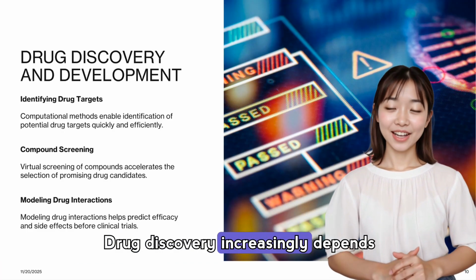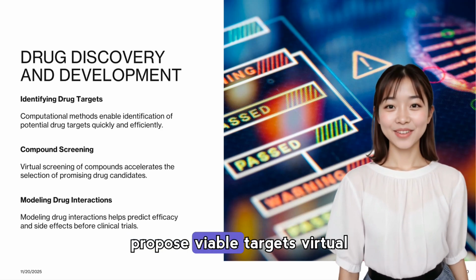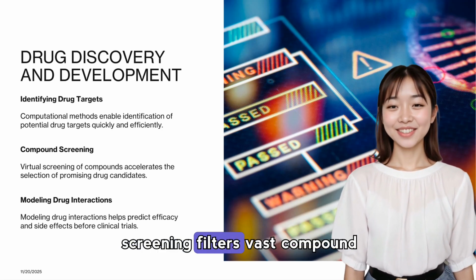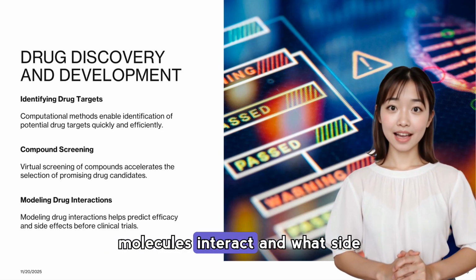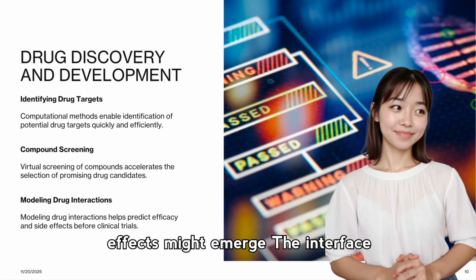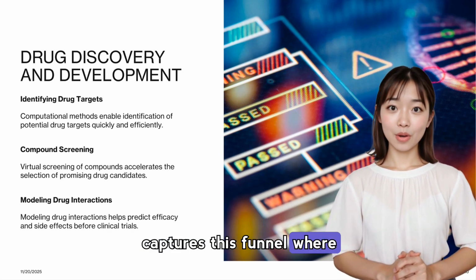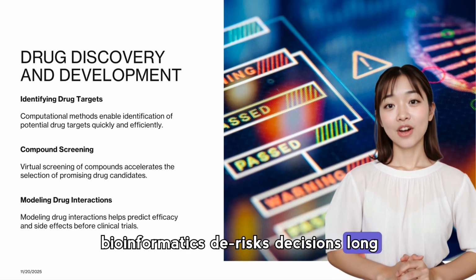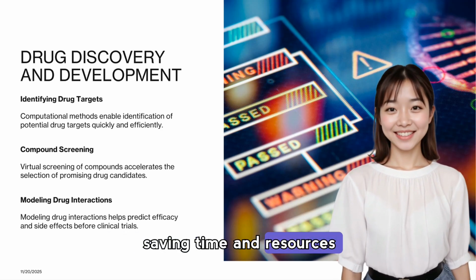Drug discovery increasingly depends on computation. Algorithms rapidly propose viable targets, virtual screening filters vast compound libraries, and modeling predicts how molecules interact and what side effects might emerge. The interface showing past and warning statuses captures this funnel, where bioinformatics de-risks decisions long before expensive clinical trials begin, saving time and resources.